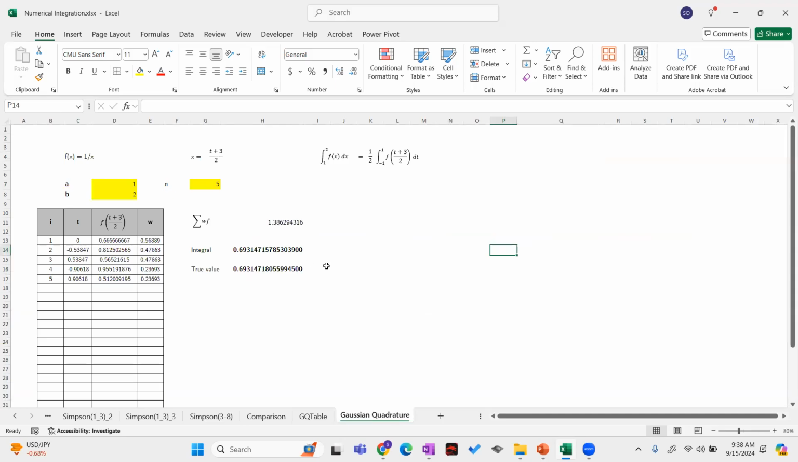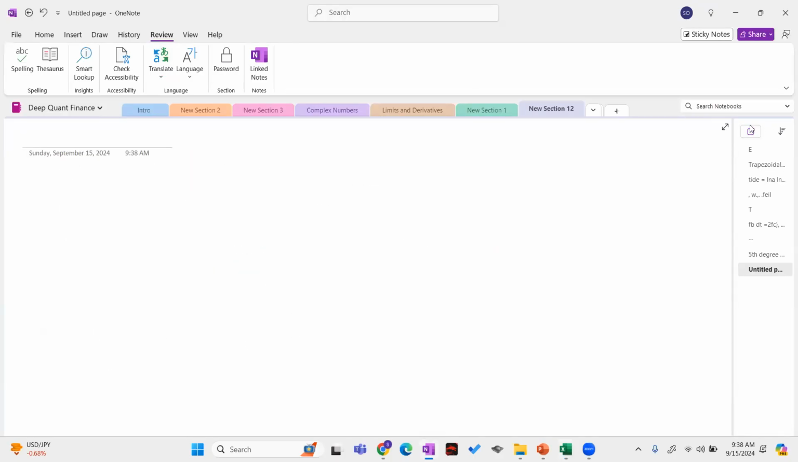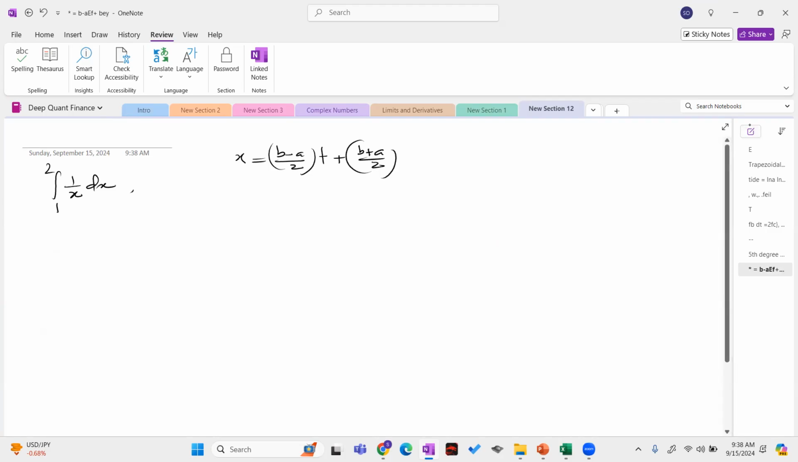Now let's use Gaussian quadrature, okay? So first and foremost, we need to do the transformation, okay? So let's do that. So our ask is integral 1 to 2, 1 by x dx. This is our question. Remember, we need to substitute x equal to (b minus a) by 2 times t plus (b plus a) by 2, right? That's a linear transformation.